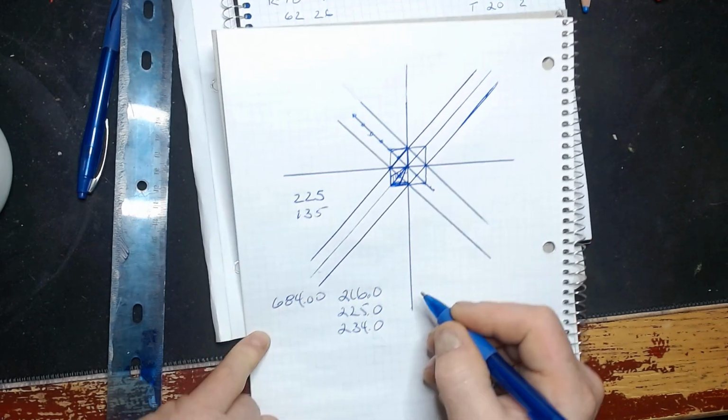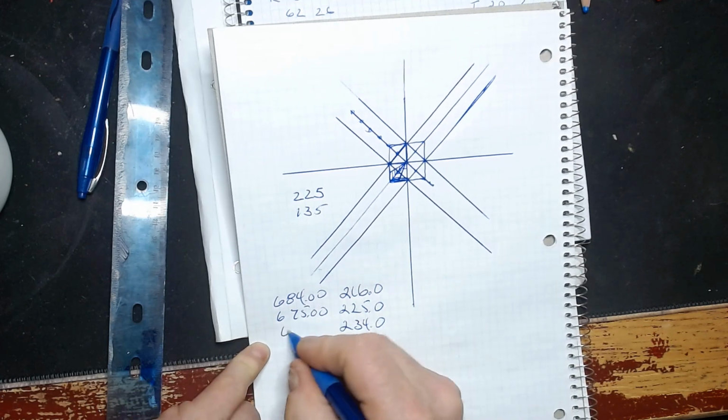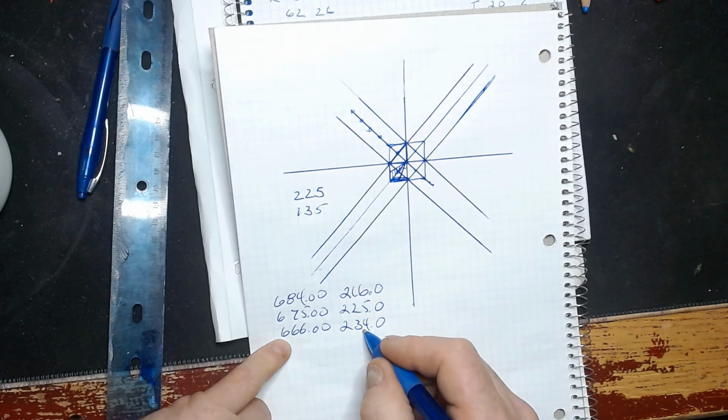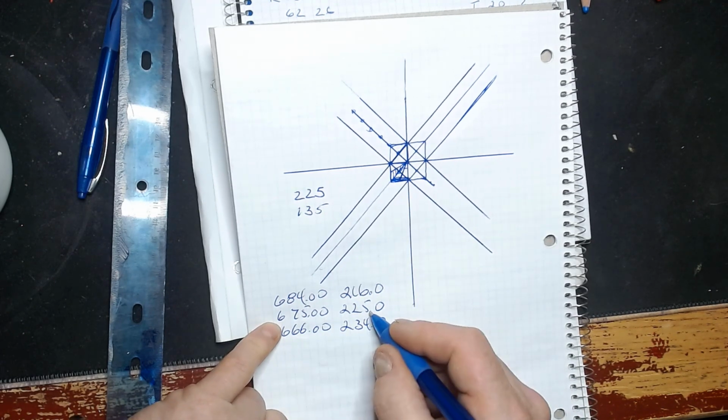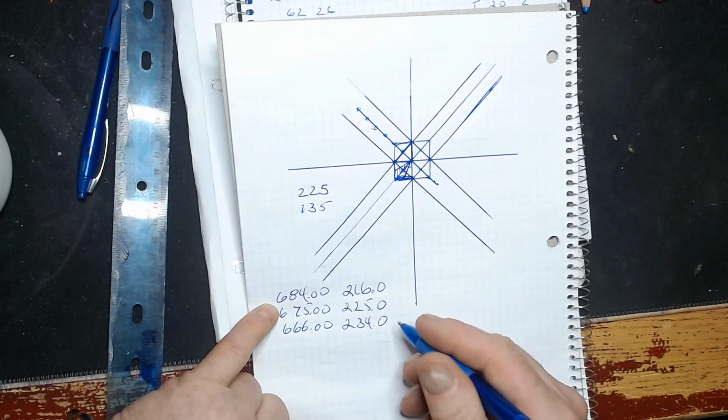That would be the diameter of the sun. This would be what is where the moon is. And this one over here is your 666 connection. 666, 234, 90 degrees, 675 to 25, 90 degrees, 674 and 684, 90 degrees.